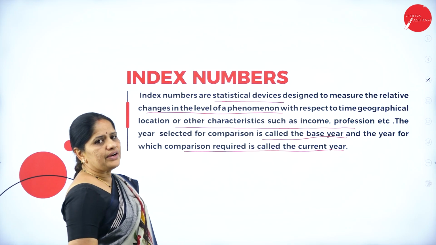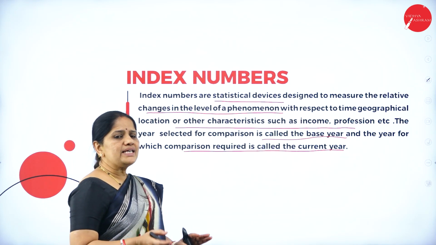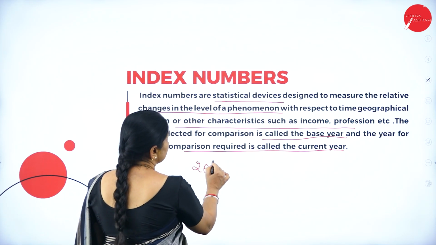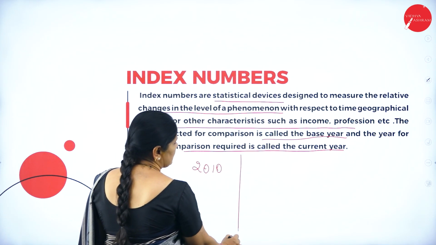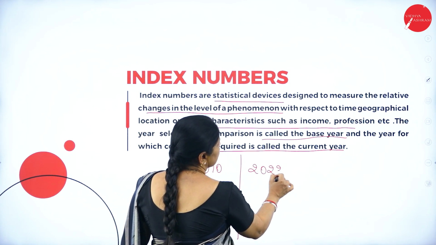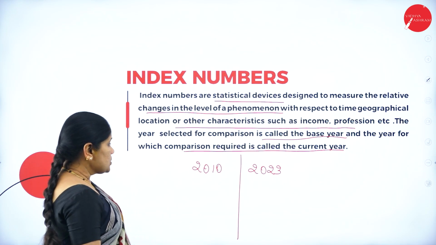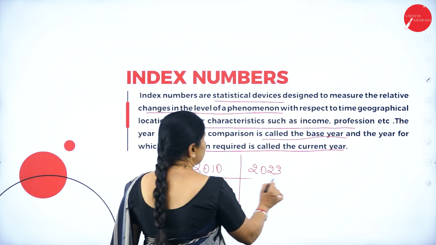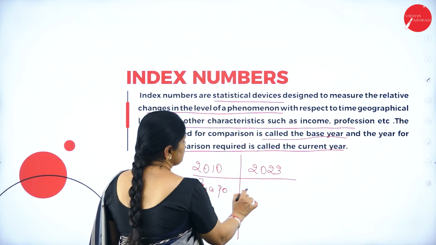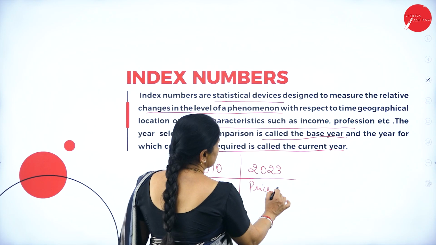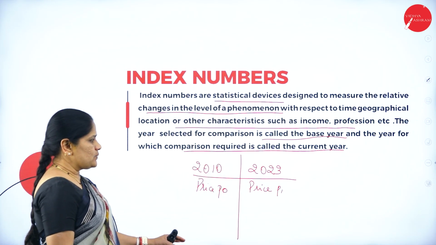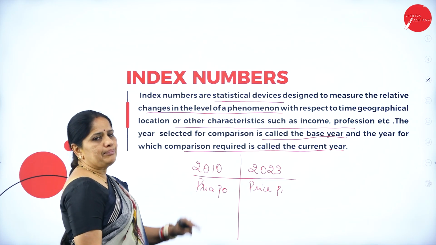Now, index numbers will always be on the basis of comparison. What were the prices of the commodities in the year 2010 and what are the prices of the commodities in the year 2023? When we have a comparison, the prices in the base year we call P0, and the prices in the current year will be P1. In this way, with index numbers, we can have a comparison.